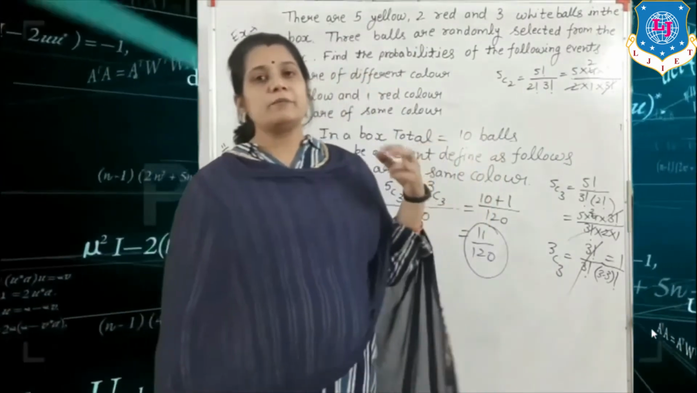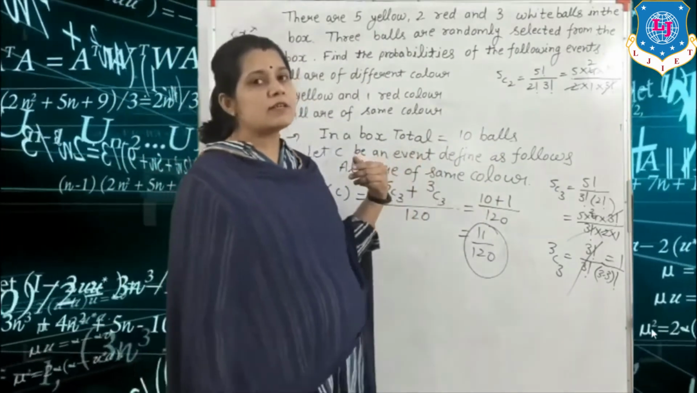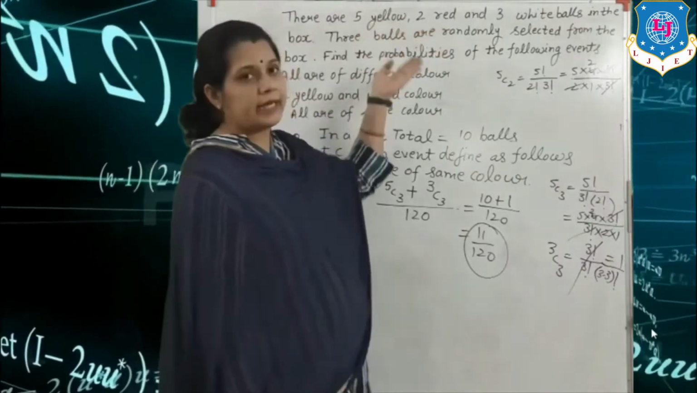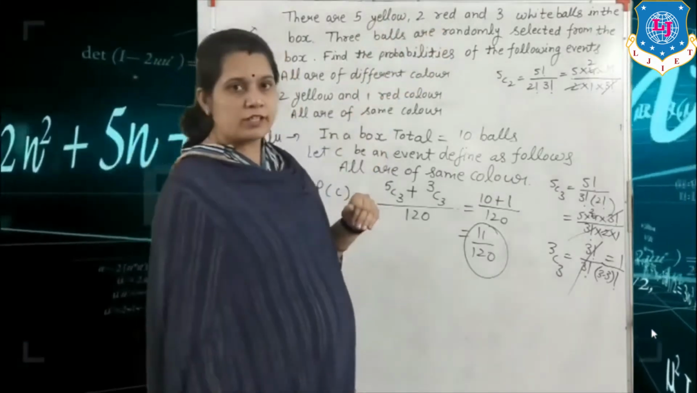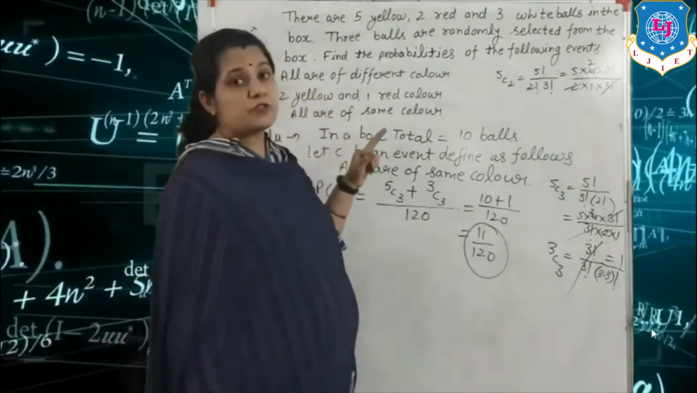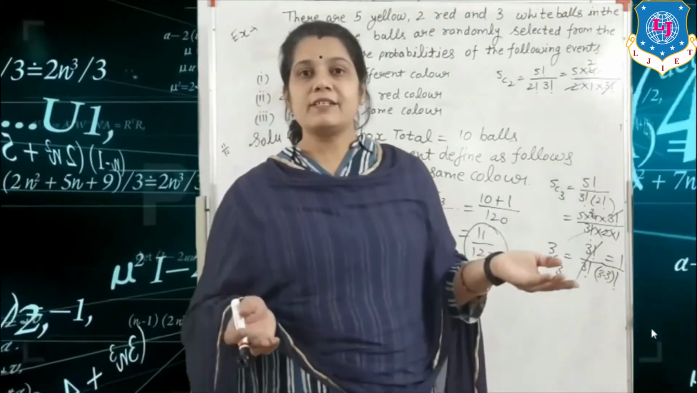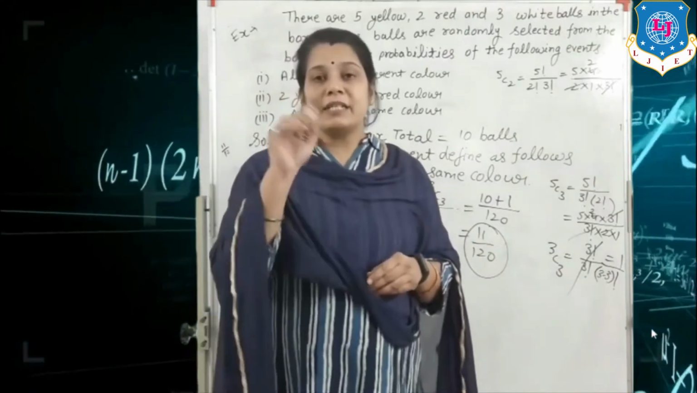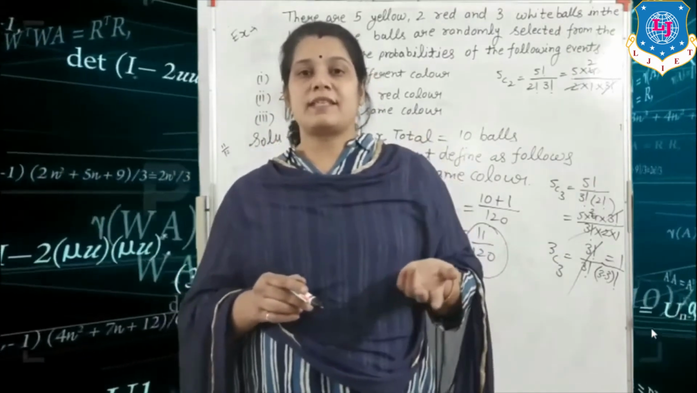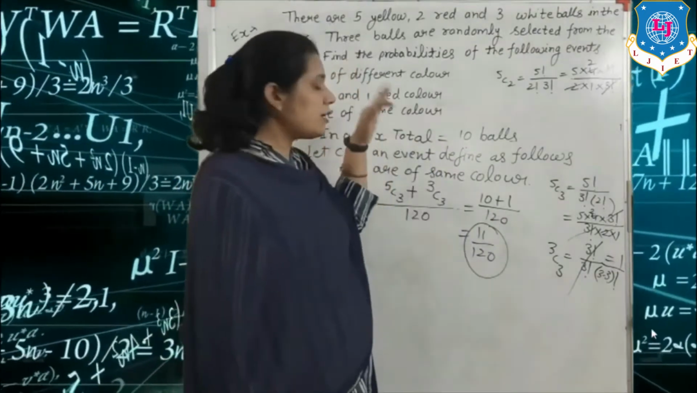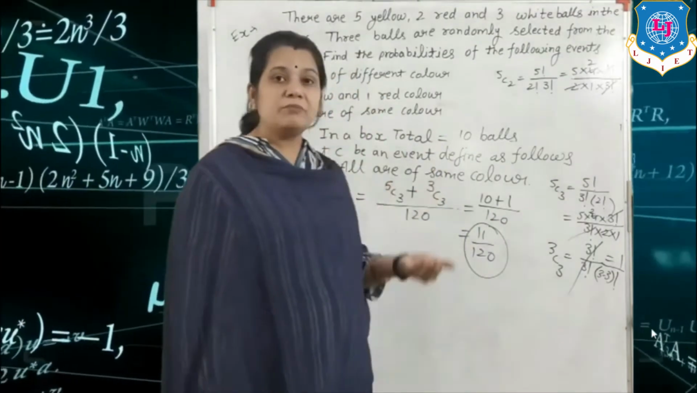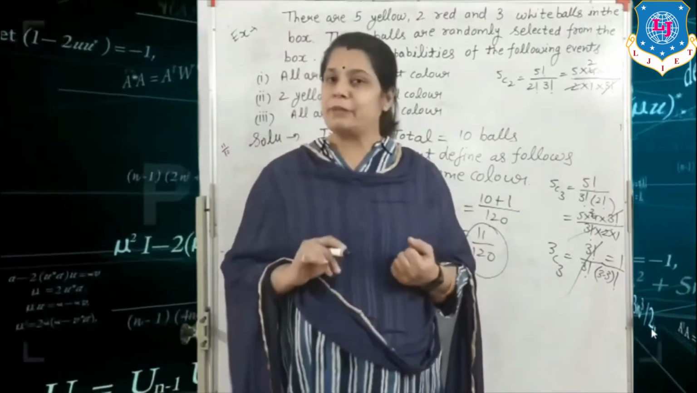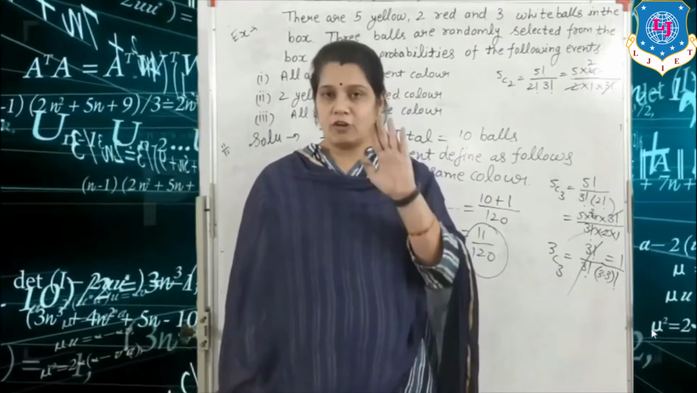Okay. So this is a very important and interesting example, because in this question we have included 5 yellow, 2 red and 3 white balls. Got it? And the first one is all of different color. One point is very important: how we consider the multiplication sign or the plus sign. Here all are of different colors, that means one ball is red, one ball is yellow and one ball is white. So we use the multiplication sign, that means intersection. Always keep this in mind.